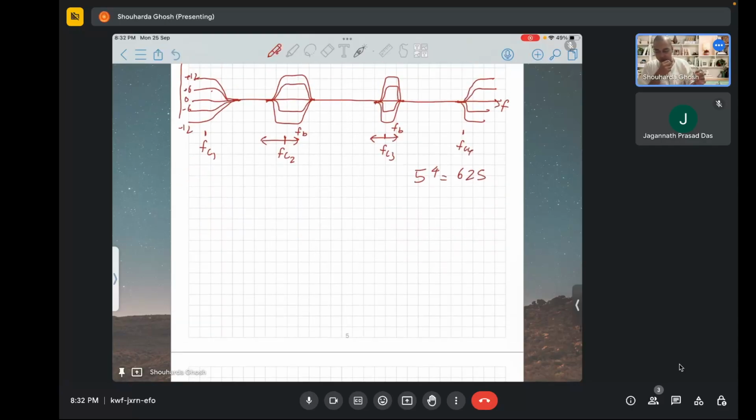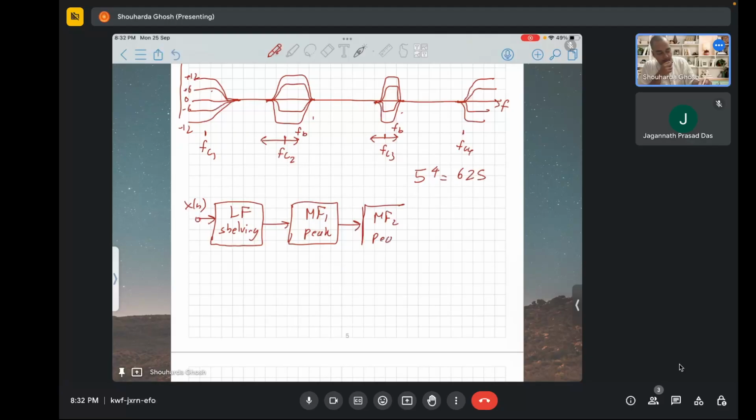From a block diagram view, xn is the input signal, which undergoes the low frequency shelf, then mid frequency one peak, then the second mid frequency peak, and then the high frequency shelf. Then you get your output yn.